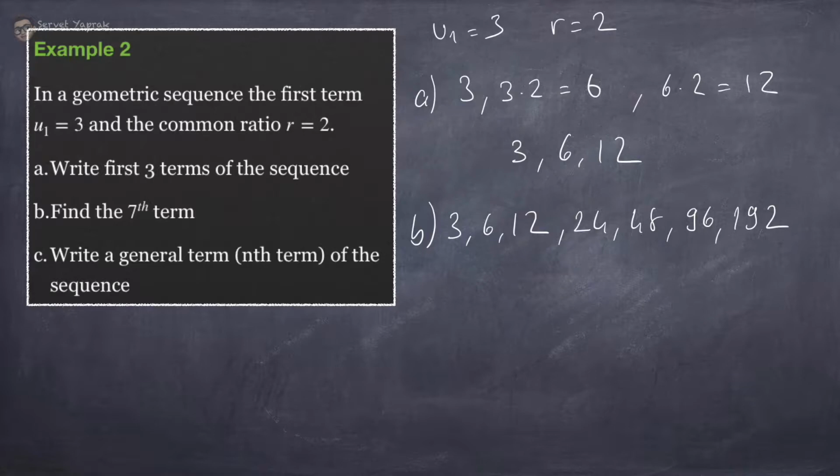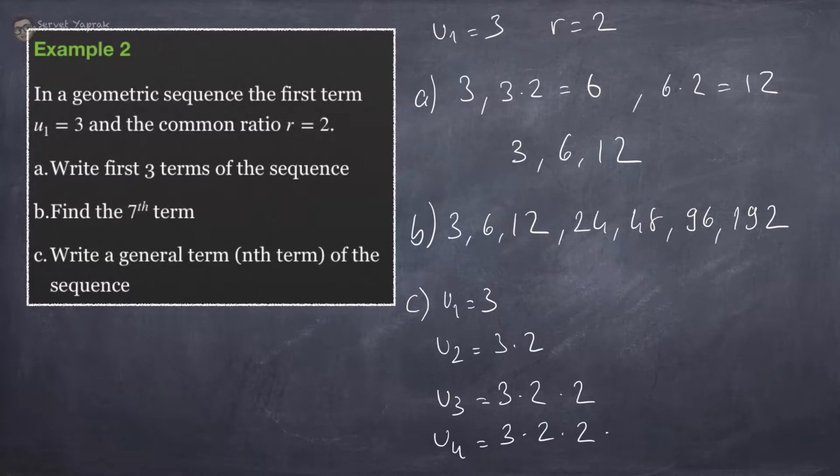So it's part C. Part C says write a general term. A general term gives us any term we want and we can calculate it easily. So I will write down the terms here. The first term is 3. The second term is 3 times 2. The third term, instead of writing 6 times 2, I will write the second term, 3 times 2, and then multiply it again by 2. And the fourth term will be 3 times 2 times 2 times 2.